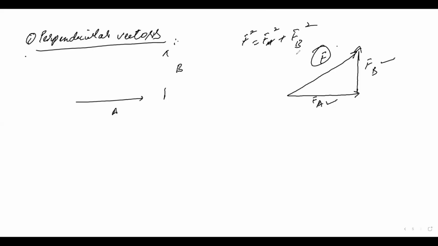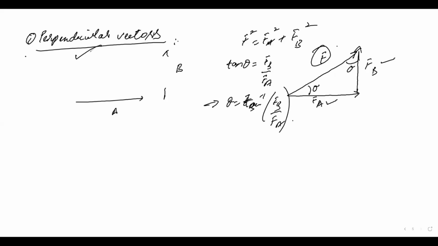And if somebody's asking you about the direction of this F, you need to read the whole question. If he's asking you about the direction of the force with respect to the vertical, you are supposed to be calculating this angle. So you can simply use tangent theta equals opposite upon adjacent, so FB upon FA, and theta comes out to be tan inverse of FB upon FA. That is how you are going to find this theta.